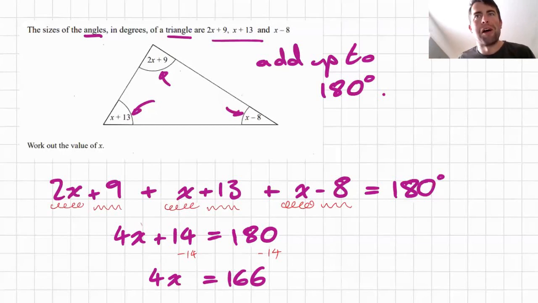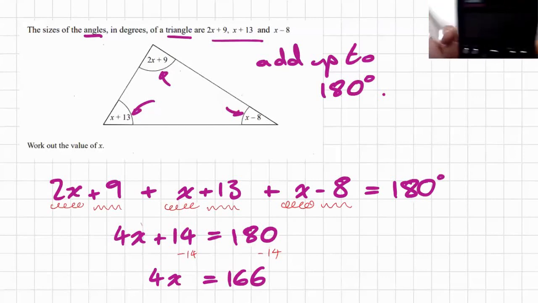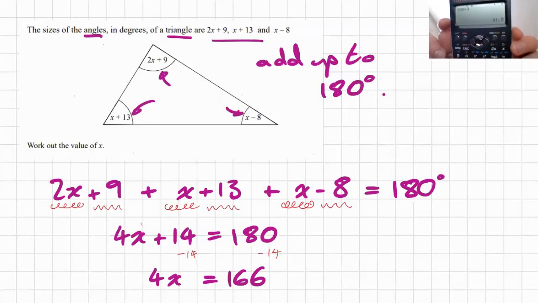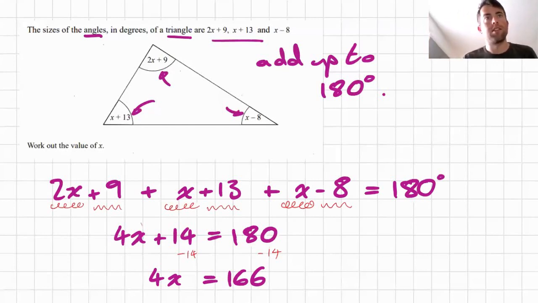Now, because this is a video about algebra exam questions, we're just going to use a calculator here. So 166 divided by 4 is 41.5. Let's write that down. X is 41.5. There we go.